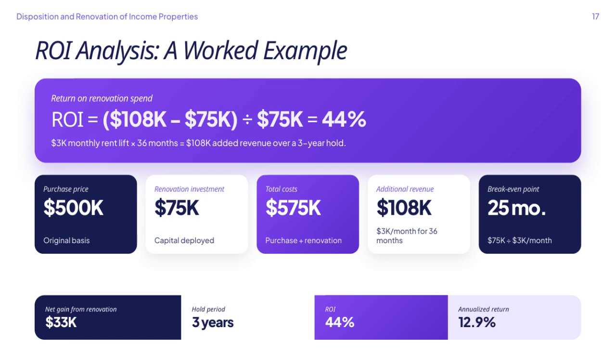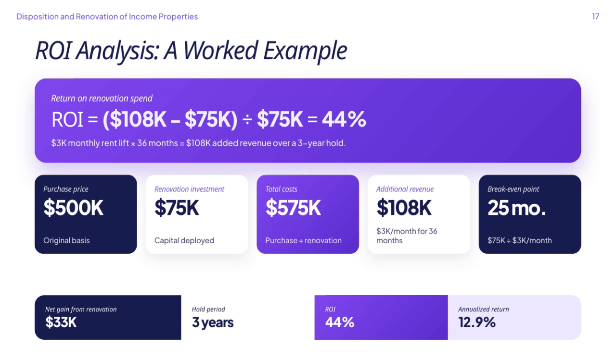To find the break-even point, we divide the renovation cost by the rent increase per month. So, $75,000 divided by $3,000 gives us 25 months. That means it takes just a little over 2 years to recoup the renovation investment through higher rent.